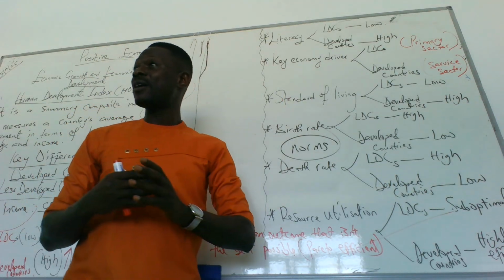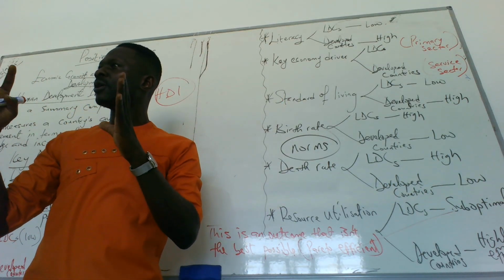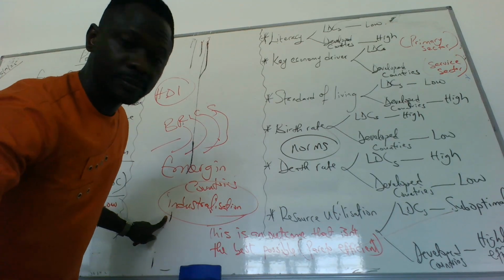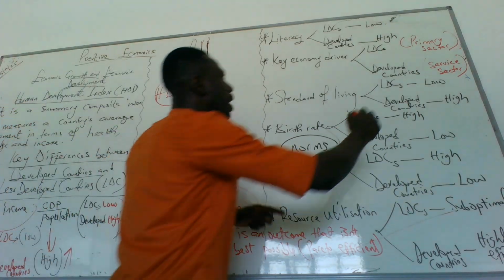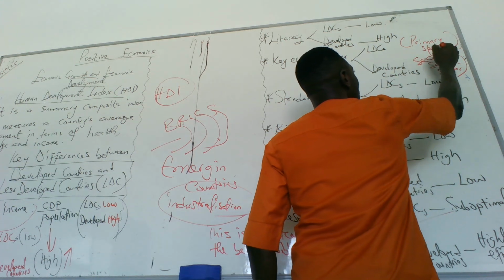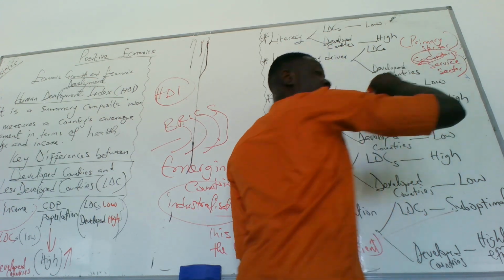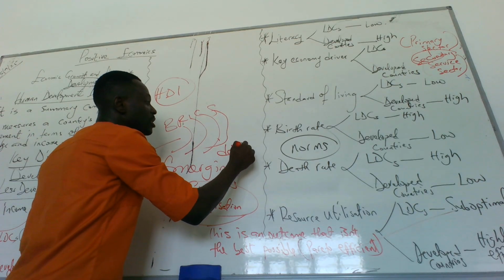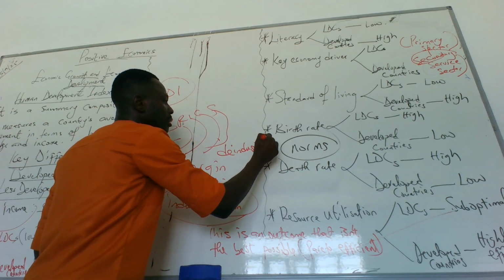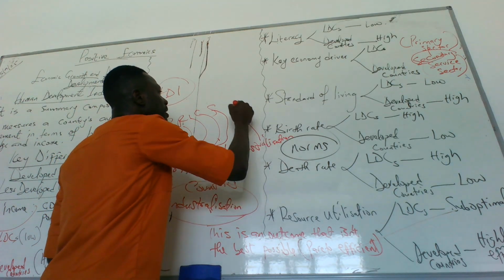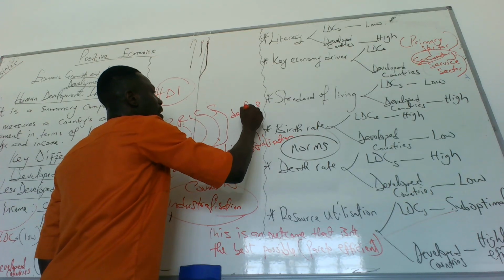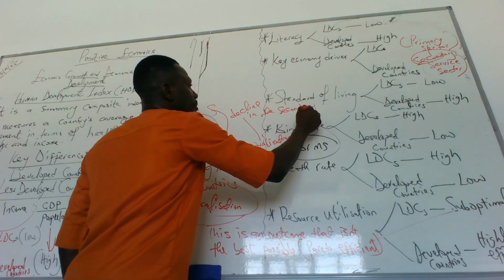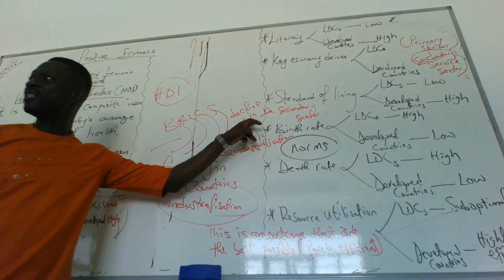The key economic driver for developed countries is industrialization, which simply means we are moving from the primary sector to the secondary. But those in the tertiary sector are in de-industrialization, which means a decline in the secondary sector. That is what de-industrialization is.